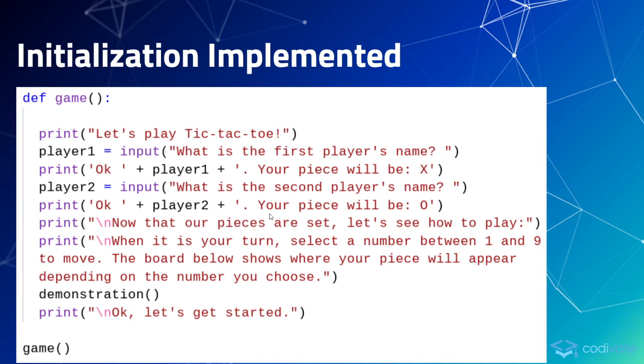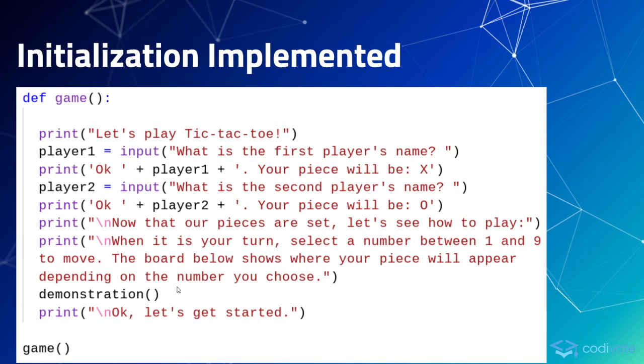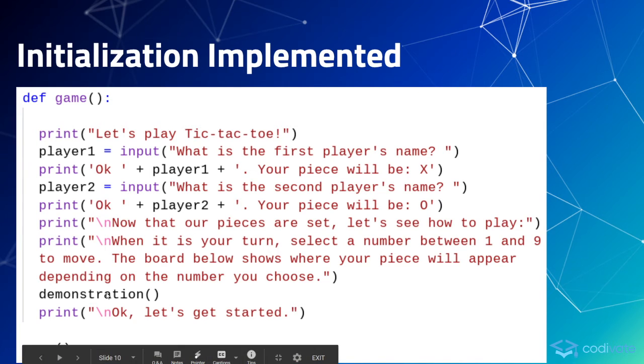Now that the pieces are set, let's see how to play. When it is your turn, select a number between 1 and 9 to move. The board below shows where your pieces will appear depending on the number you choose. So this is just explaining how our demo works and how they're going to play the game. Instead of clicking spaces on the board, they will be entering a number that will correspond to a position on the board. We have our demonstration after that.